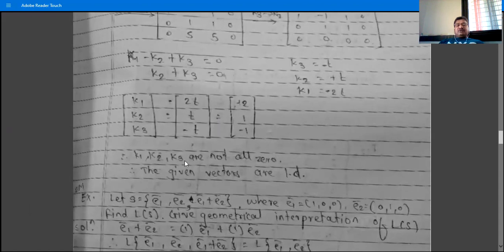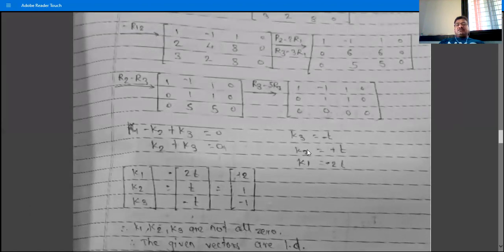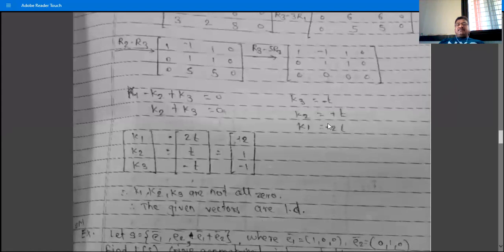And so K1, K2, K3 are not all 0. What is the case? This K1, K2, K3 are not all 0. Because if you take the value of T as any real number, okay, if you take T as 1, then we have the value of K3 as minus 1, K2 as 1, and K1 as minus 2.